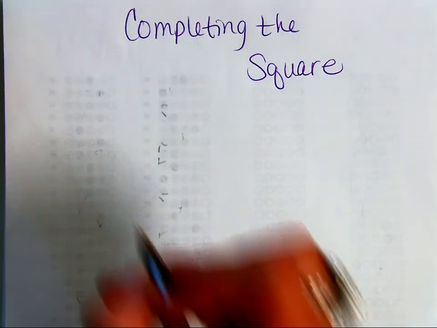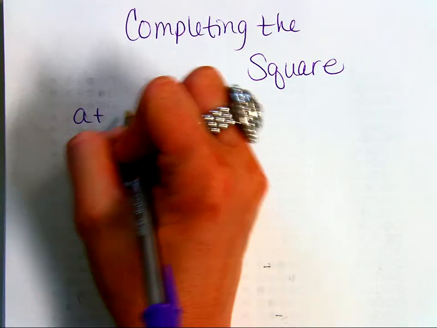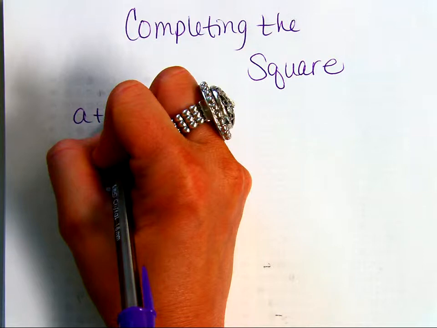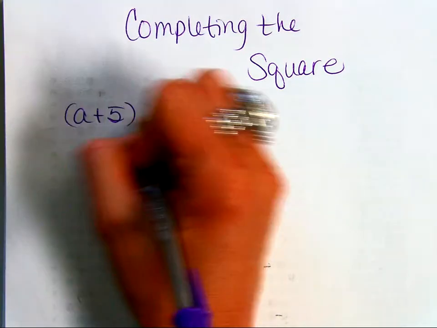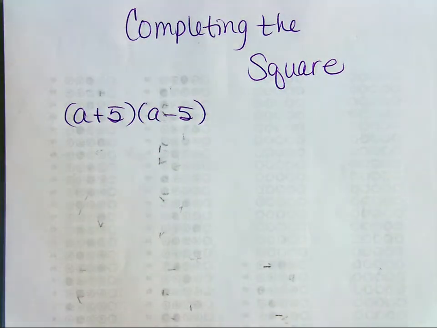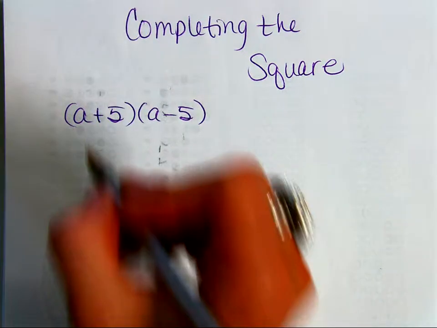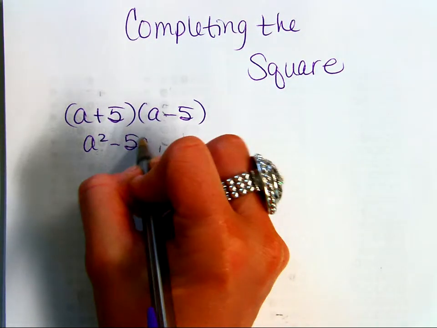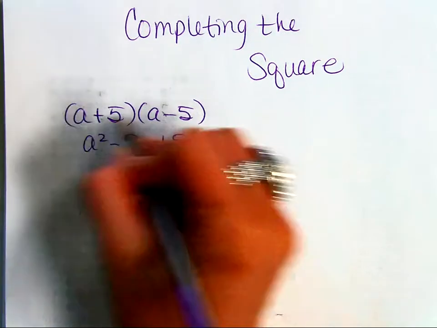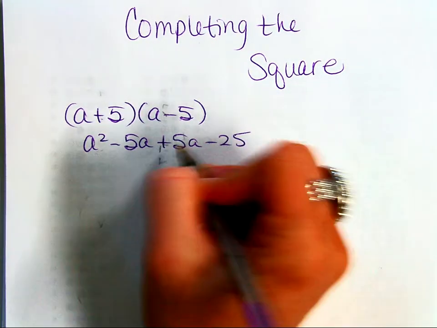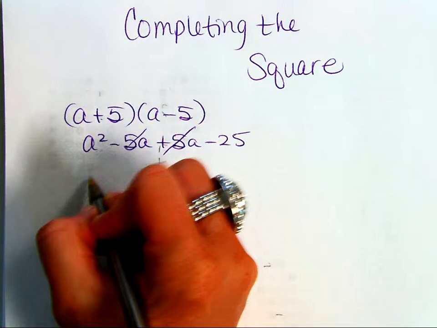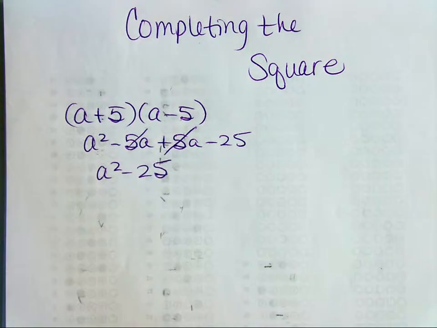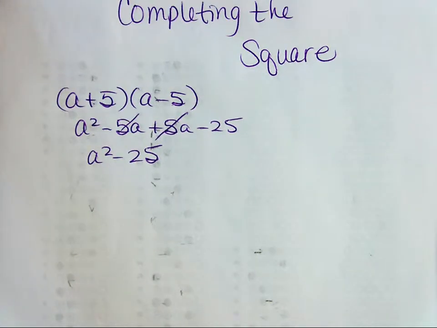So let's refresh our memory a little bit. If I had, say, a plus 5 times an a minus 5, when you FOILed that out, you found that you had a squared minus 5a plus 5a, and then negative times positive, right? And those ended up canceling. So do you remember back to this day? You should be pretty comfortable with that now. That was what everybody thought was the easy one.